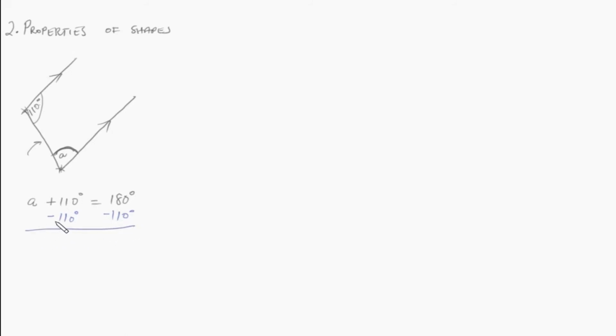Okay, so what we have is 110 minus 110 is 0. So on the left-hand side, we are left with A plus 0, which is A. So it's equal to 180 degrees minus 110 degrees. It's 70 degrees. So the answer here is basically 70 degrees.